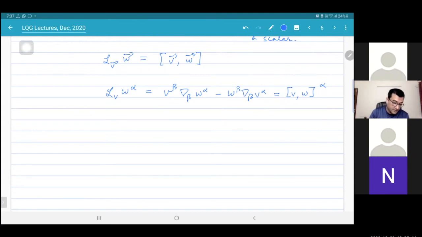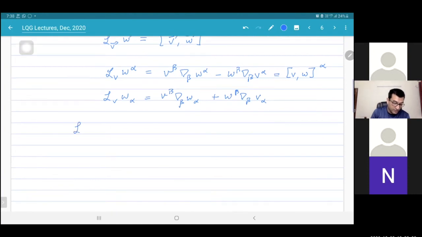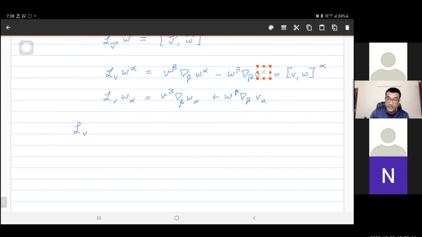And for one forms, it's the same thing, but with a positive sign. So similarly, you can define the Lie derivative for an arbitrary tensor in this way. For each upper index, you get a term of this kind. And for each lower index, you get one term of this kind.